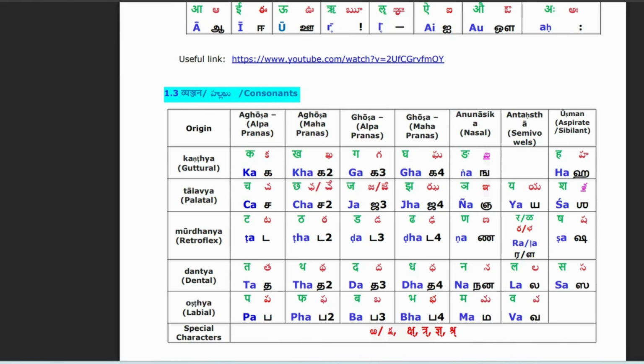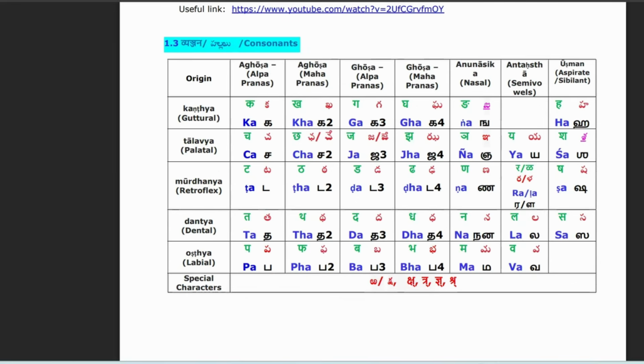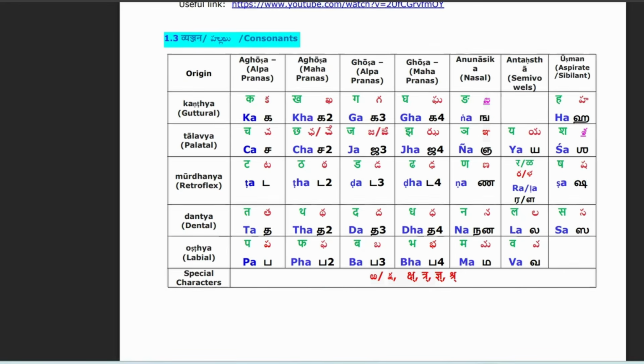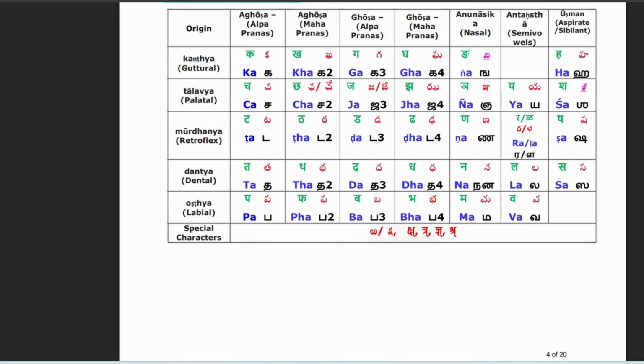Okay. And then we have Vyanjan, which are Kavarga, Chavarga, Tavarga, Tavarga, and Pavarga. And lastly, the special characters Ksha, Tra, Nya, and Shra. Tra and Ksha are the special letters there. Okay.